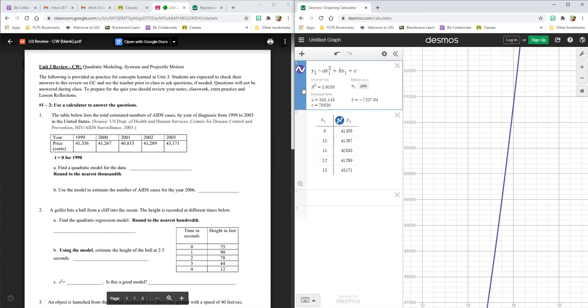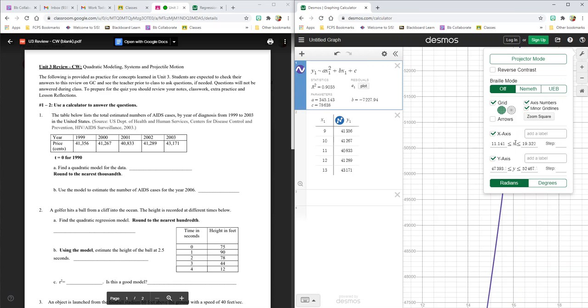So hopefully this was useful: get your table with the plus, enter in your x1 and y1, and then write out that general equation for the quadratic model, y1 tilde, which stands for the regression, ax1 squared plus bx1 plus c. This will help you set up your graph to give you the x values that you're looking for.